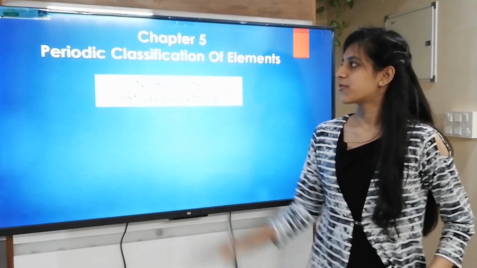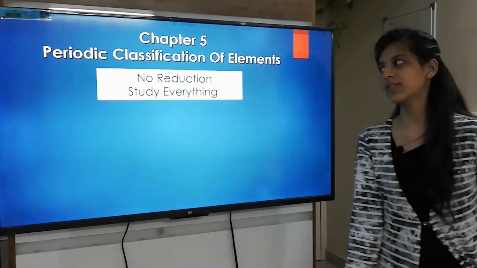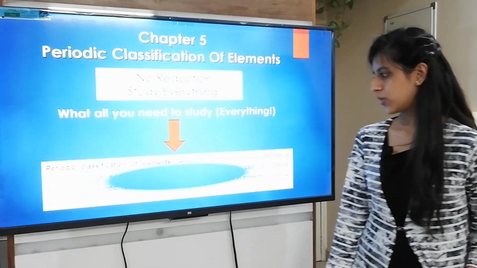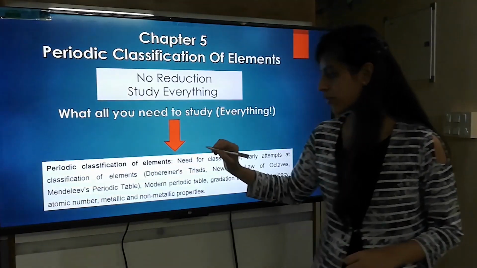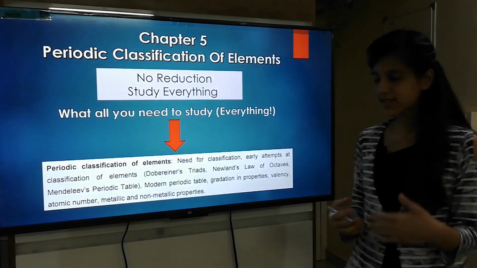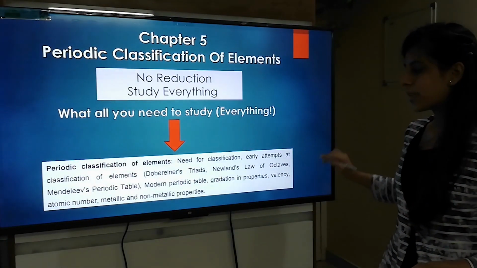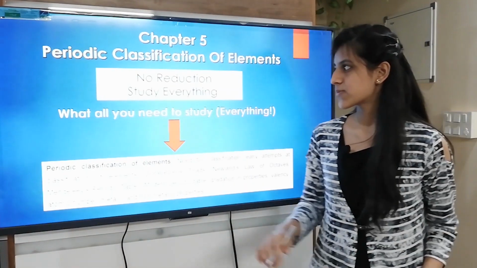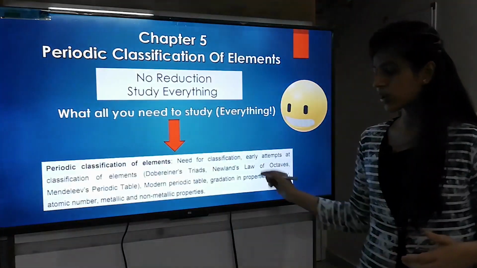That is chapter number 5, periodic classification of elements. No reduction, study everything. To be specific, you need to go through need for classification, early attempts at classification of elements, Dobereiner's triads, Newlands' law, Mendeleev, right? Modern periodic table, gradation and properties, valency, atomic number, metallic and non-metallic properties. So be specific, when you're revising, just see that you are done with all these topics.